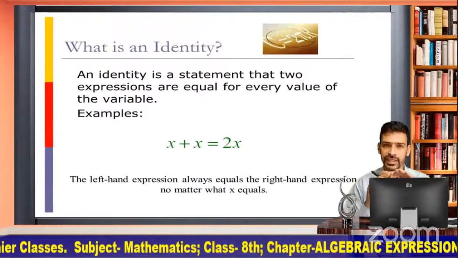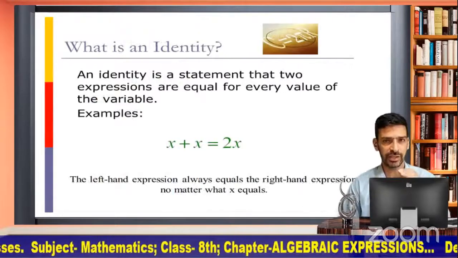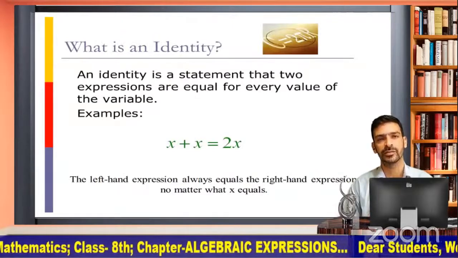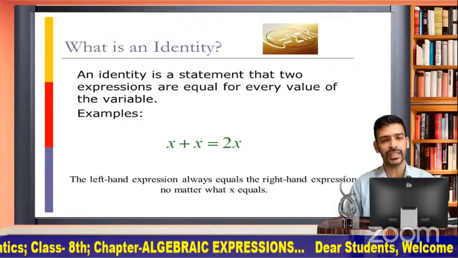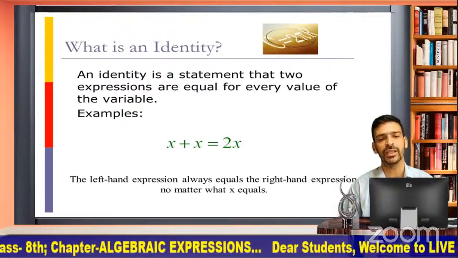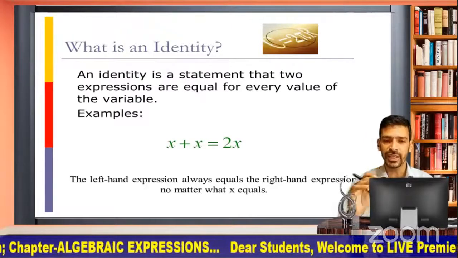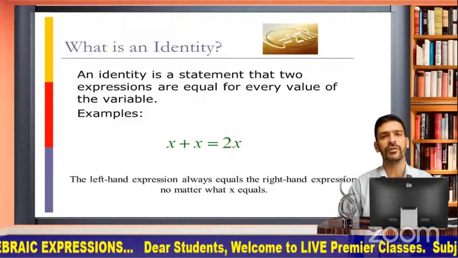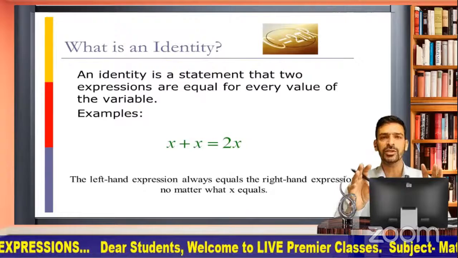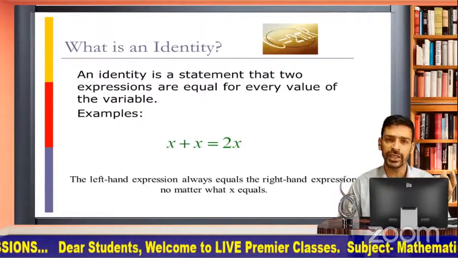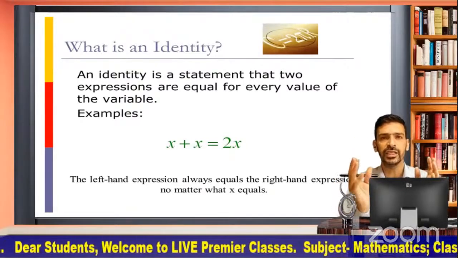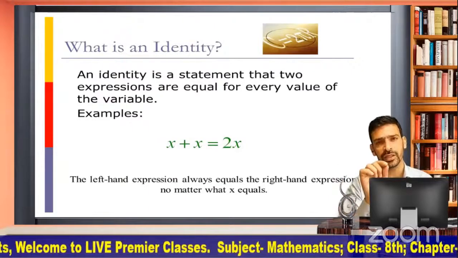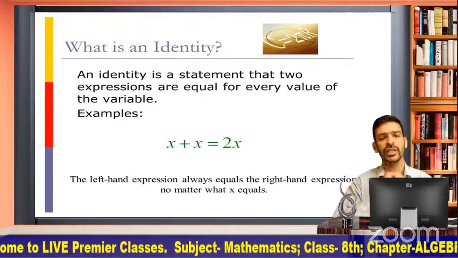An identity is a statement. These expressions are statements. We have learned it in our previous lectures. These are the mathematical statements, expressions. An identity is a statement that two expressions are equal for every value of the variable. Two expressions, the expression on the left hand side and the expression on the right hand side, both sides are equal for every value of the variable. Whatever value of the variable you take, both sides will be equal.